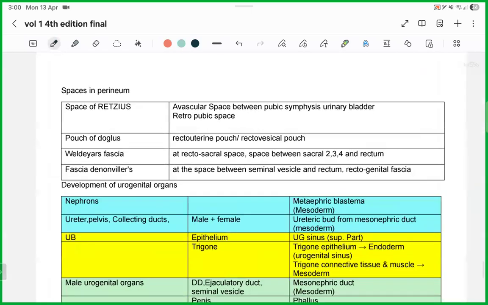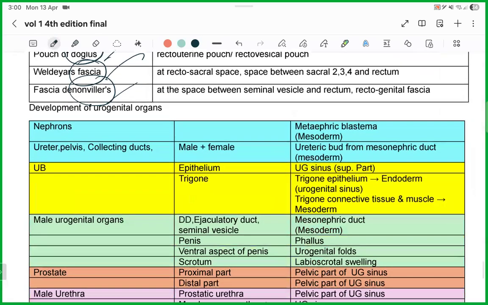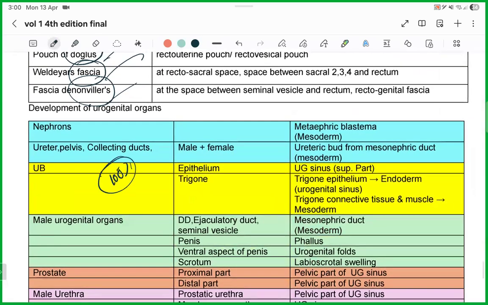You need to know the spaces in the perineum. All the spaces, you must know the names: Retzius, Douglas, fascia, Denonvilliers, all of these things. And development, 100% important. They always ask you these questions. Nephrons, remember mesoderm. They give you this option, mesoderm. Then ureter, pelvis, collecting ducts. There is nothing to explain. All you have to know is where they develop from. Epithelium of the trigone is from endoderm, urogenital sinus. They will give you this option, urogenital sinus.